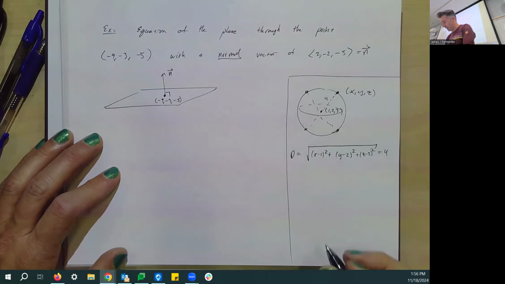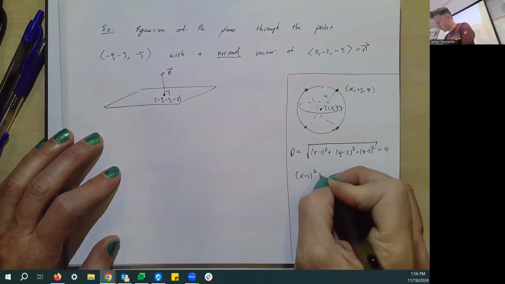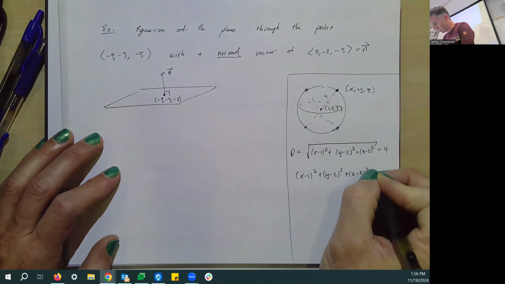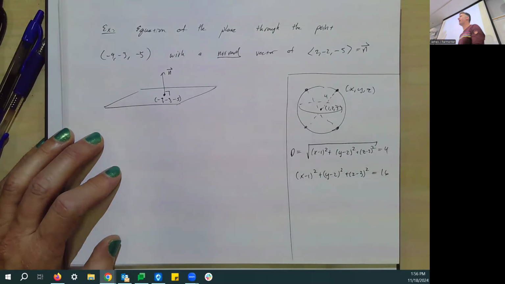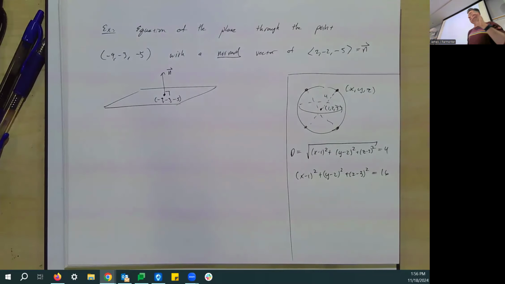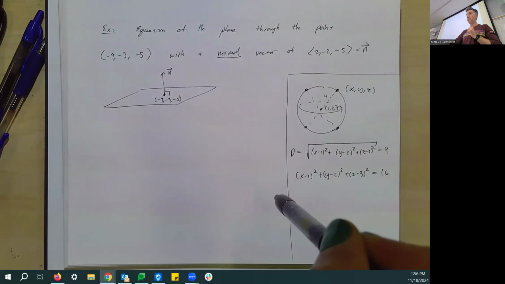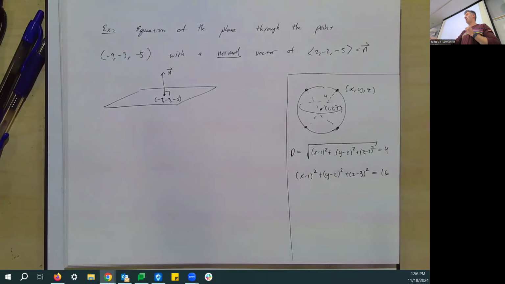And if we square both sides, we get x minus 1 squared plus y minus 2 squared plus z minus 3 squared equal to 4 squared. Exactly what you'd expect. But this equation describes every single point that could be on the sphere, because every point on the sphere has to be a distance of 4 from the center.